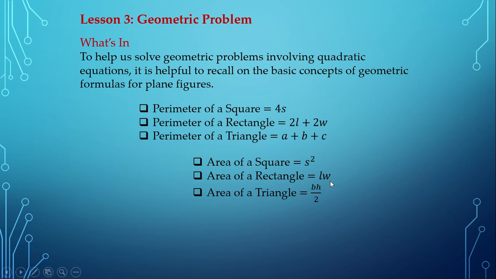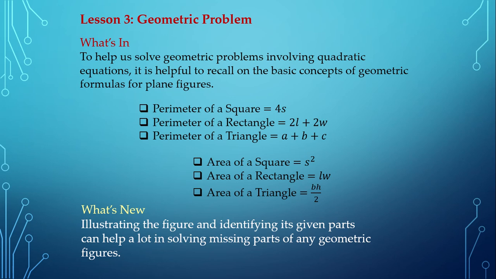LW, length times width. And the area of a triangle is 1/2 of the base times its height. Base represented by B, height represented by H, then divided by 2. Illustrating the figure and identifying its given parts can help a lot in solving missing parts of any geometric figures. So, given these basic concepts, we will use them later in solving geometric problems involving quadratic equation.